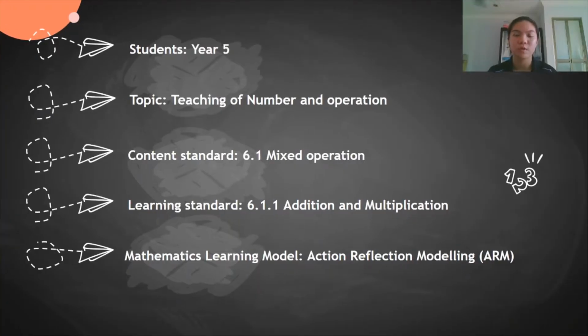So for the resource production, our group is focused on students in year 5 and we will produce the resource regarding the topic teaching of number and operation. The content standard that we choose is 6.1 mixed operation and the learning standard that we follow is 6.1.1, which is addition and multiplication. After the discussion in our group, we decided to use the mathematics learning model to produce the resource, which is Action Reflection Modeling, the ARM model.